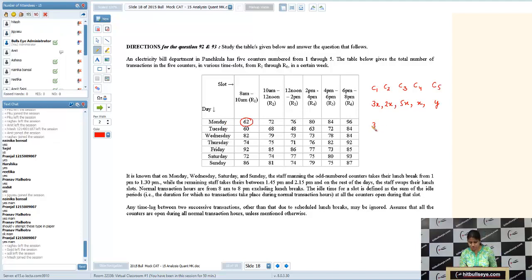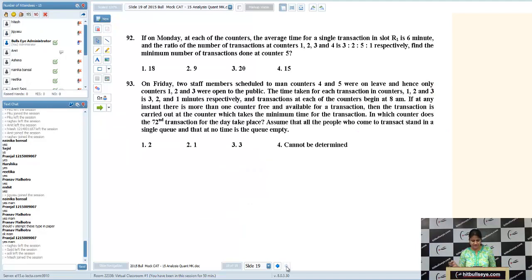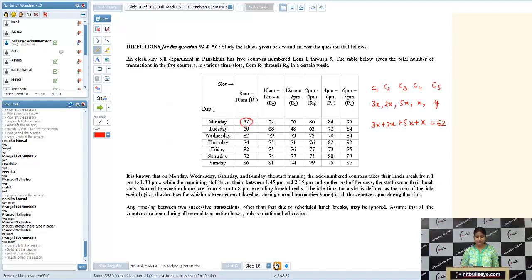Okay, on Monday 62 transactions took place. It means the total should be 62. Coming to the question once again, it says at each of the counters the average time for a single transaction in slot R1 is 6 minutes. It means what?